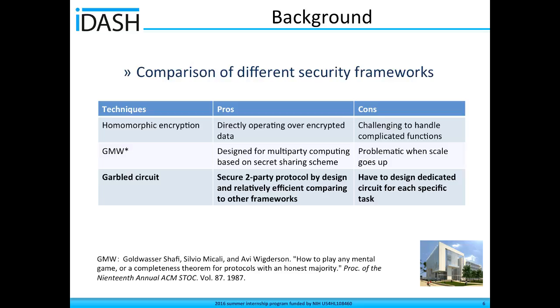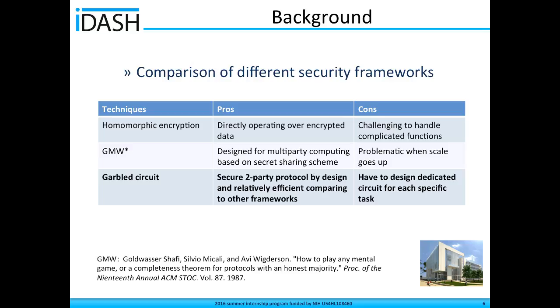Here is a comparison of some different security frameworks which support the techniques we can use to build our two-party model. The first is homomorphic encryption, which I have mentioned. This method can directly perform operations over the ciphertext, without needing to decrypt it. But this method has some problems. One is that its performance is challenging for complicated functions, and it may also require a semi-honest third party.